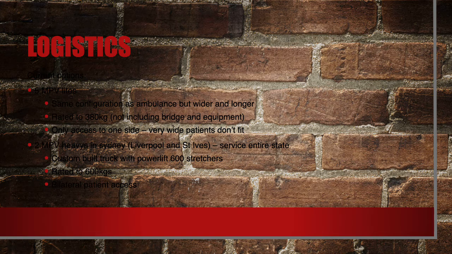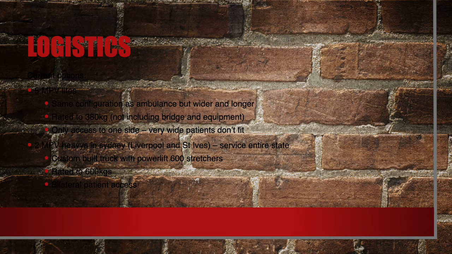Now, in terms of what our capacity is in New South Wales, we have a couple of vehicles floating around, and essentially there's a distinction between your MPV lights and your MPV heavies. Your MPV lights are essentially exactly like an ambulance, but just a little bit bulked up. They're a little bit wider, a little bit longer, and rated to 380 kilograms, but that doesn't include the bridge or the equipment, and you can only access the patient from one side. The main limitation for these vehicles is actually width. Often you find that patients' width exceeds the configuration that we're able to fit in the MPV lights.